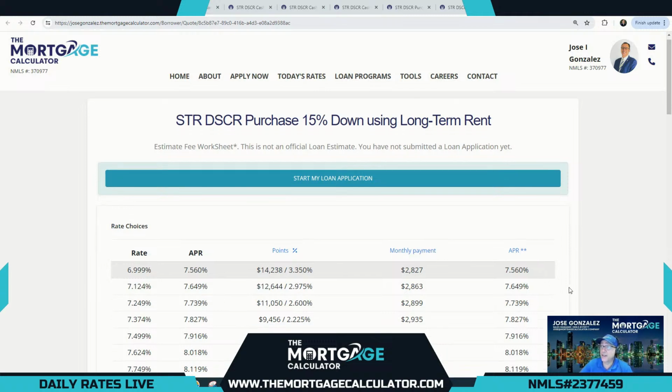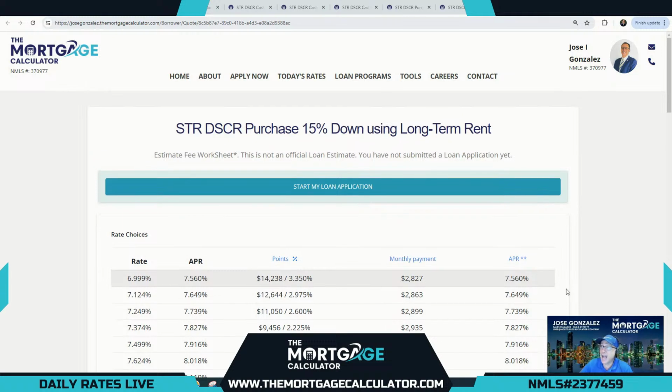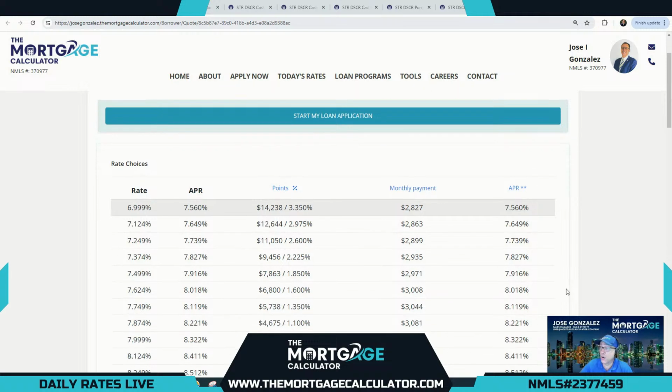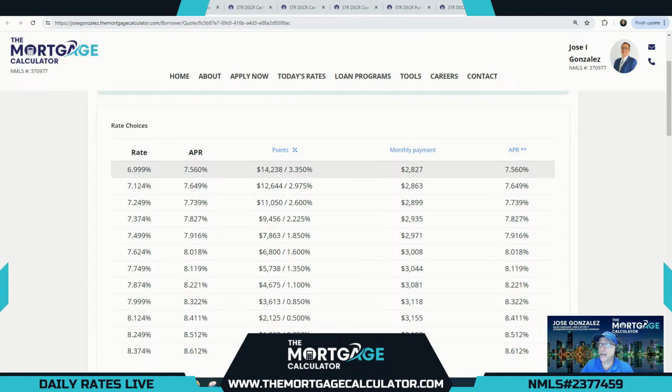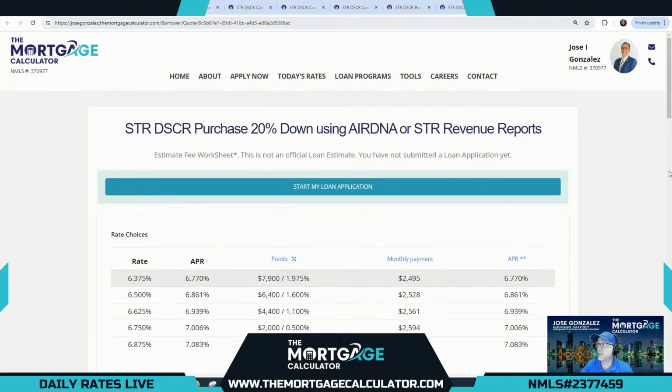So in this case here, our 15% down, which is our lowest down payment DSCR option, using long-term rent to qualify, has some amazing rates and obviously very low down payment. And as always, never any mortgage insurance for any non-QM loan product. So here, 8.374 is our lowest cost option at par, and we can buy that down all the way to 6.999 at a cost of 3.35 points.